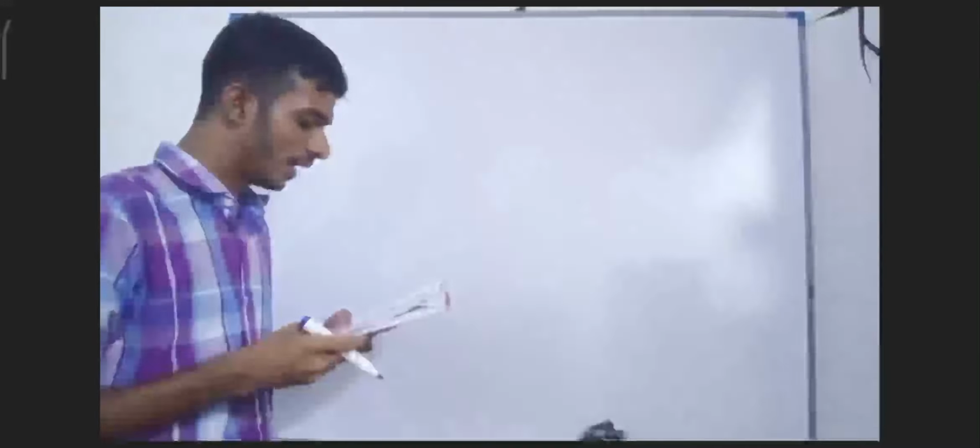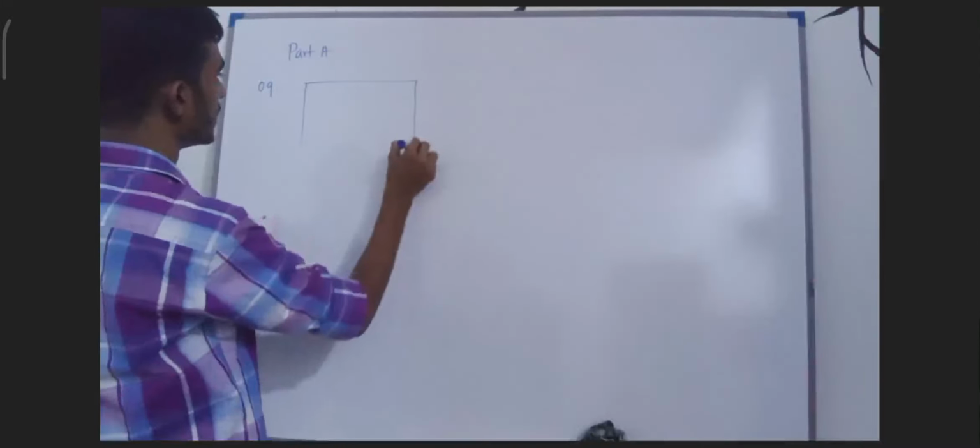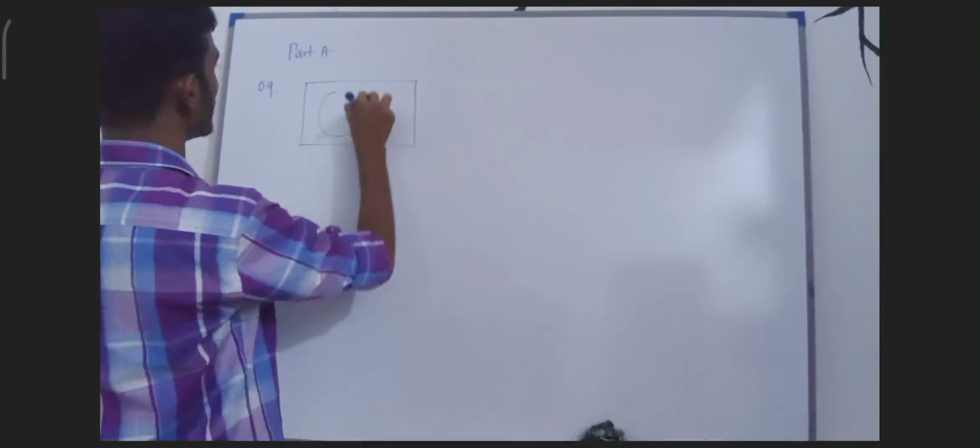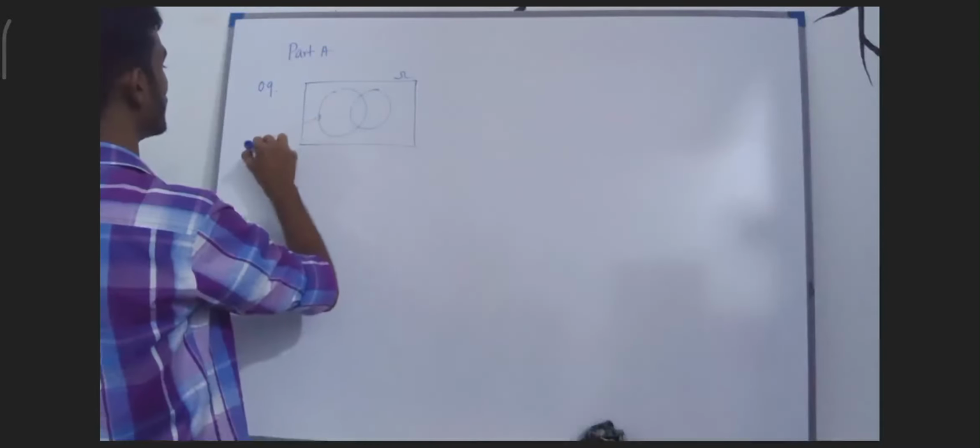So let A and B be two events of a sample space O. So there is a sample space and there are two events A and B. So this is O, this is A, and this is B. Right. I have to denote all the data given in the question.